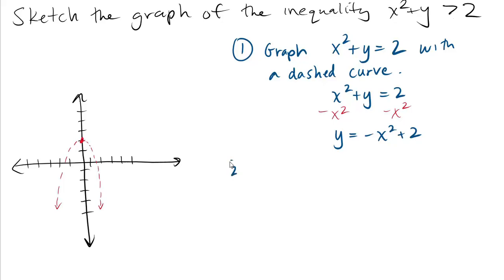Now we need to try a test point. My favorite test point is (0, 0). As long as (0, 0) isn't on the line or curve, that would be my test point. So I'm going to test (0, 0) in the inequality. You don't want to test it in the equation. We know it's not a solution to the equation. That's why it's not on the parabola. You're testing it in the inequality because that's what we're trying to sketch.